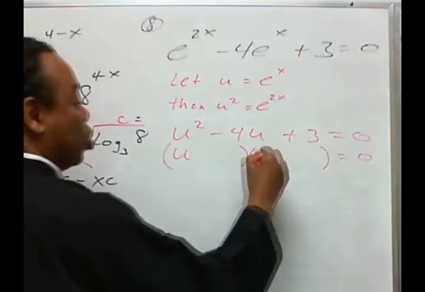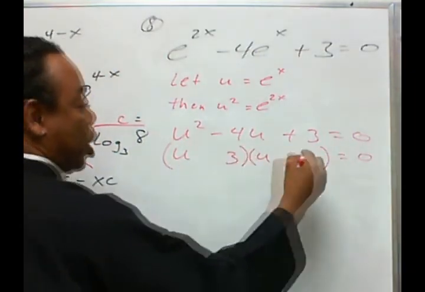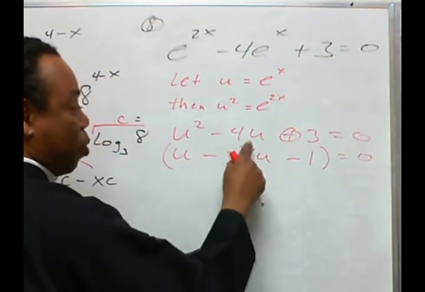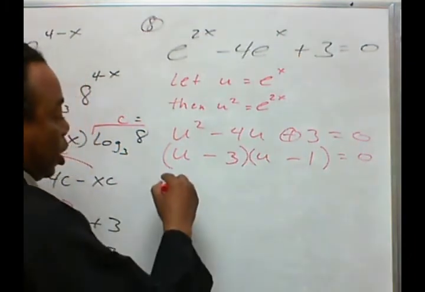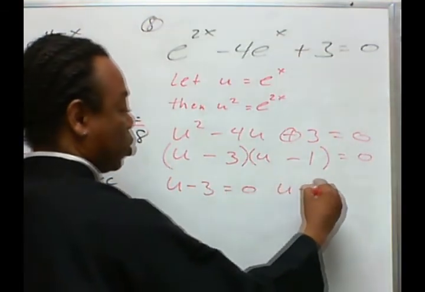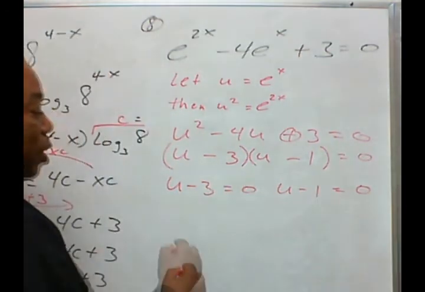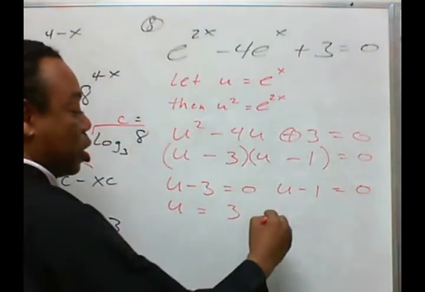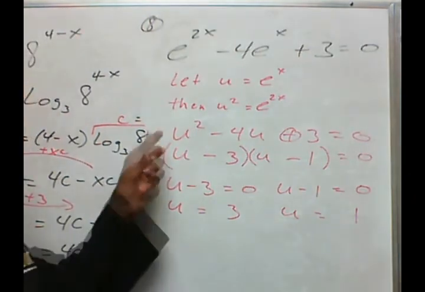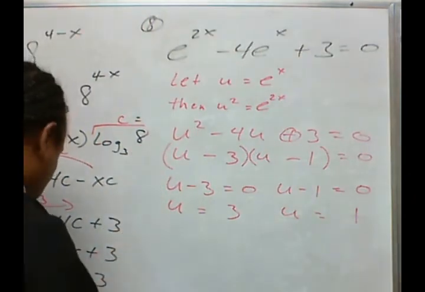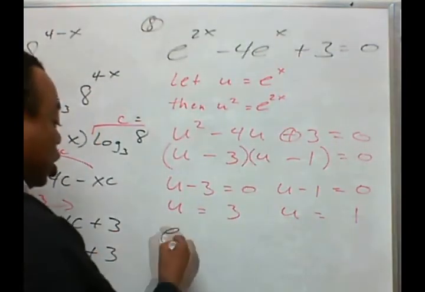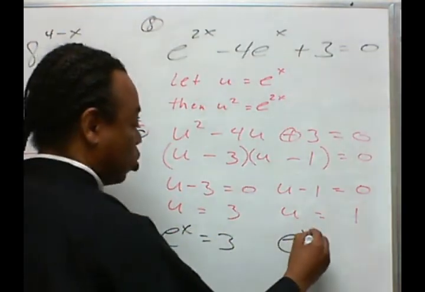We'll get u times u, and for 3, let's try 3 times 1. The signs have to be the same, so let's make it negative in order to get a negative 4u in the middle. And I'm going to take u minus 3, set that equal to 0, and u minus 1, set that equal to 0. And this implies u is 3 and u is 1. Okay, now that solves it in the quadratic form. Now, let me substitute back for u. So u equals e to the x, so this is e to the x equals 3, and this is e to the x equals 1.